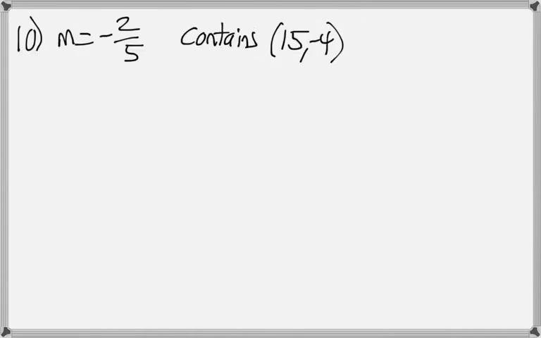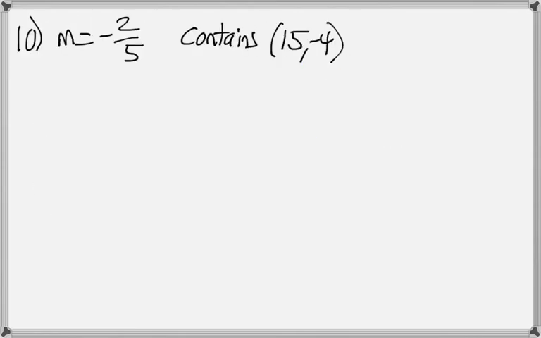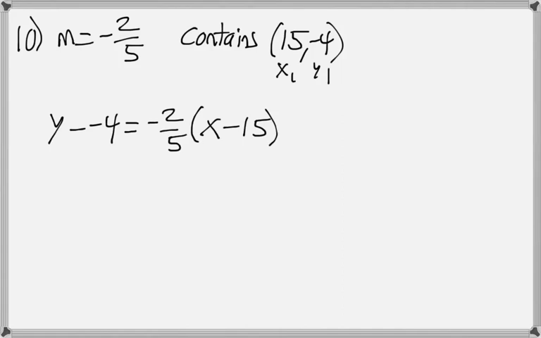Let's look at number 10. So again, I want to use the point-slope form first, and my x1 and y1 are here. So this is going to be y minus -4 is equal to -2/5 times x minus 15. So this will be y plus 4 is equal to, now we do need to distribute this fraction, and we need to be a little bit careful here. It is going to be -2/5 x.